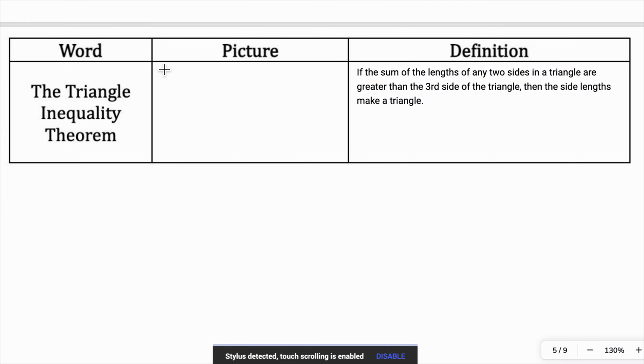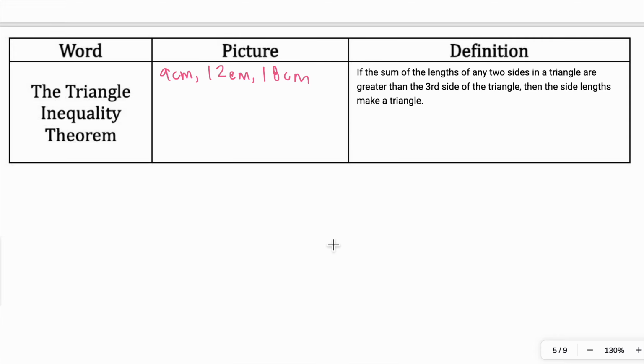So let's say the side lengths are 9 centimeters, 12 centimeters, and 18 centimeters. I'm just going to test adding two sides together to make sure that it's greater than the third side. I can first start with the first and the second one. Is 9 plus 12 greater than 18? Yes. Then I might do a combination of 9 and 18. Is 9 plus 18 greater than 12? Also yes. Then I need to do the third combination, which would be putting 12 and 18 together. Is 12 and 18 put together greater than 9? Also yes. So that means 9, 12, and 18 could make a triangle.